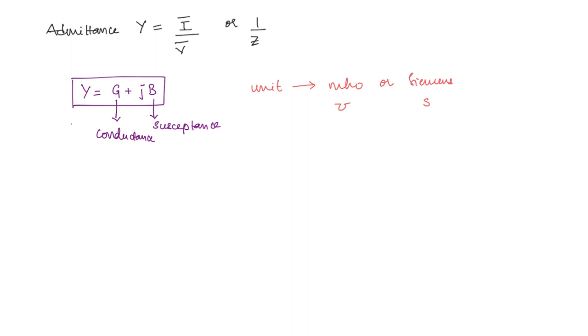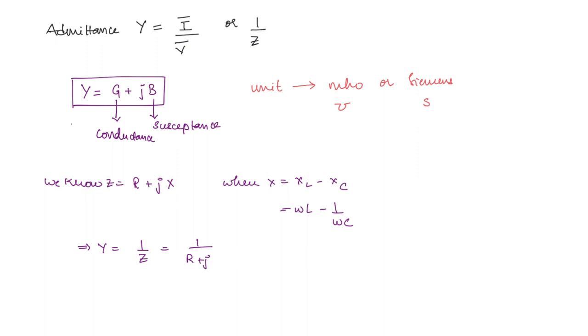We will now see how the admittance G and B are related to the actual components, that is resistance R, inductance L and capacitance C. So we know Z is equal to R plus JX, where X is equal to XL minus XC, which is omega L minus 1 by omega C. Now what is admittance Y? Y is equal to 1 by Z. So this we can write as 1 by R plus JX.